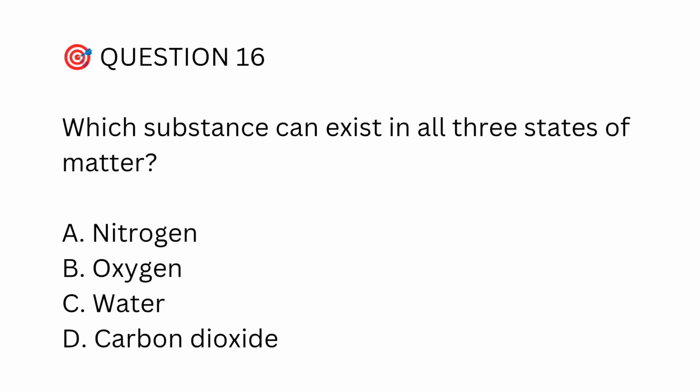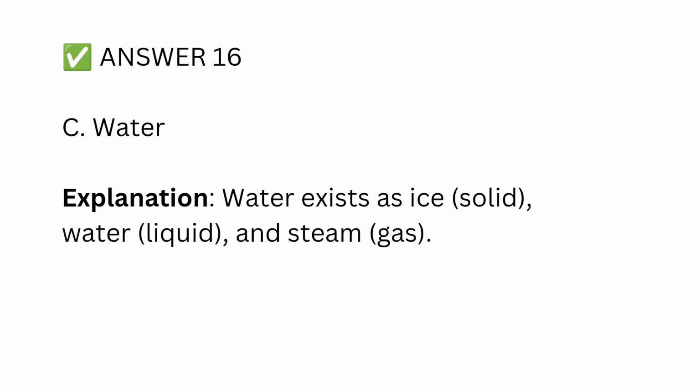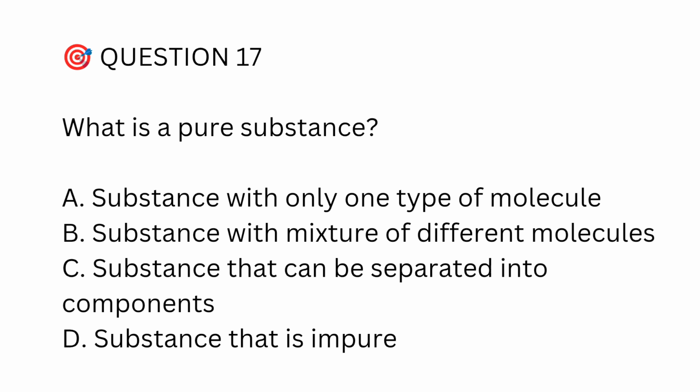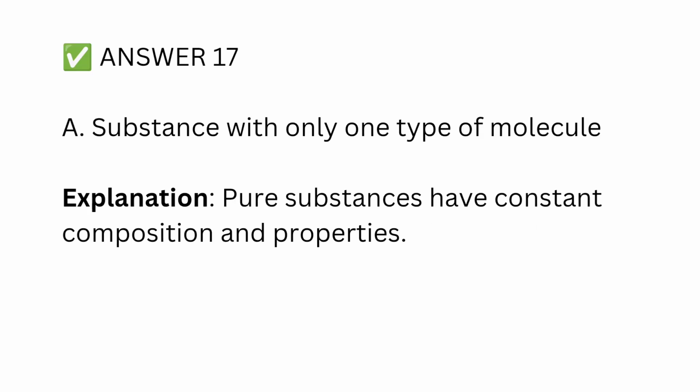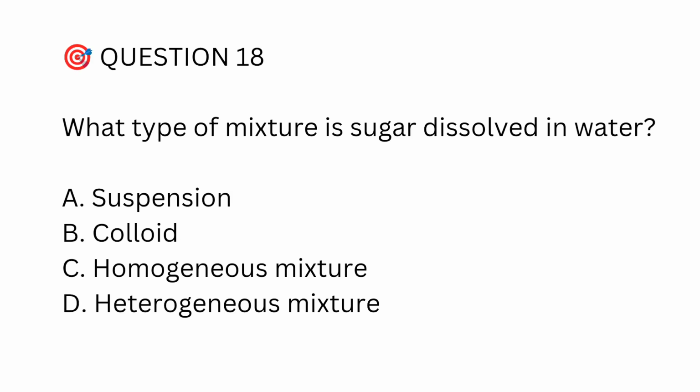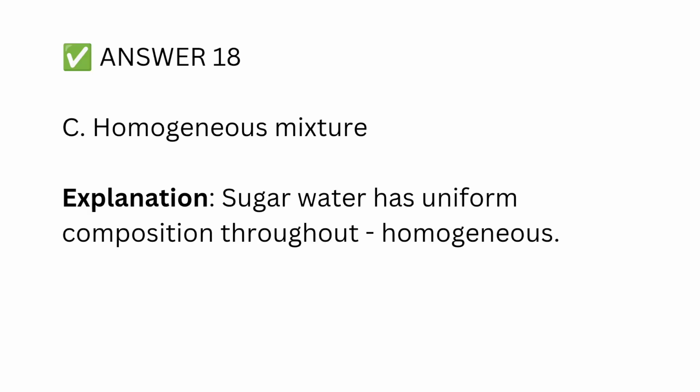Which substance can exist in all three states of matter? The answer is option C, water. What is a pure substance? The answer is option A, substance with only one type of molecule. What type of mixture is sugar dissolved in water? The answer is option C, homogeneous mixture.